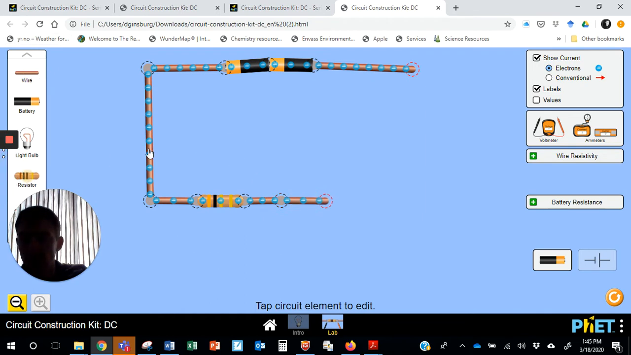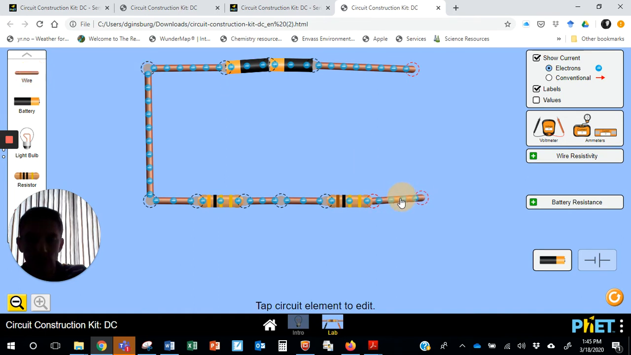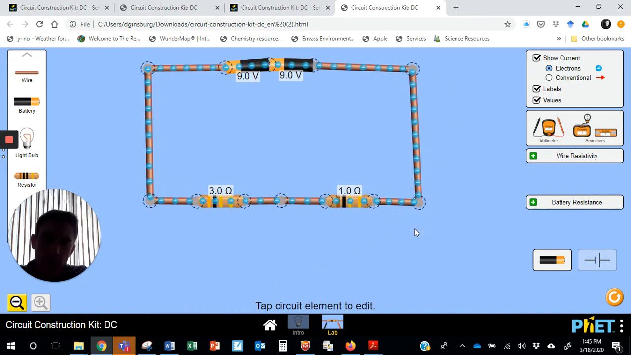And another resistor. The resistance of resistor Y is only 1 ohm. So set the resistance of resistor Y to be 1 ohm. You can put a tick in this box to say that you want to see the values. Alright, now you can see the current moving through your circuit.